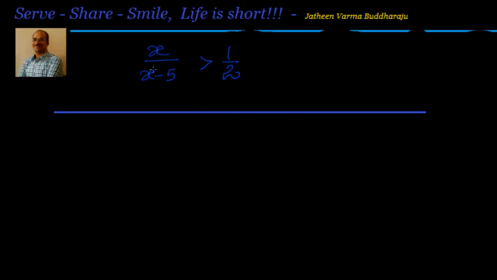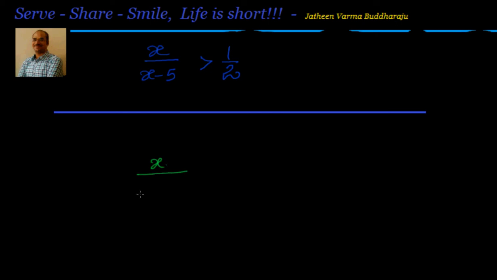Let's look at this interesting problem. We have x by x minus 5 greater than 1 by 2. The logic is same. What I have to do is bring 1 by 2 to the left hand side and make it equal to 0, so that you have right hand side 0. You can see the whole expression should become negative or positive. Accordingly, you can find out the solution set.